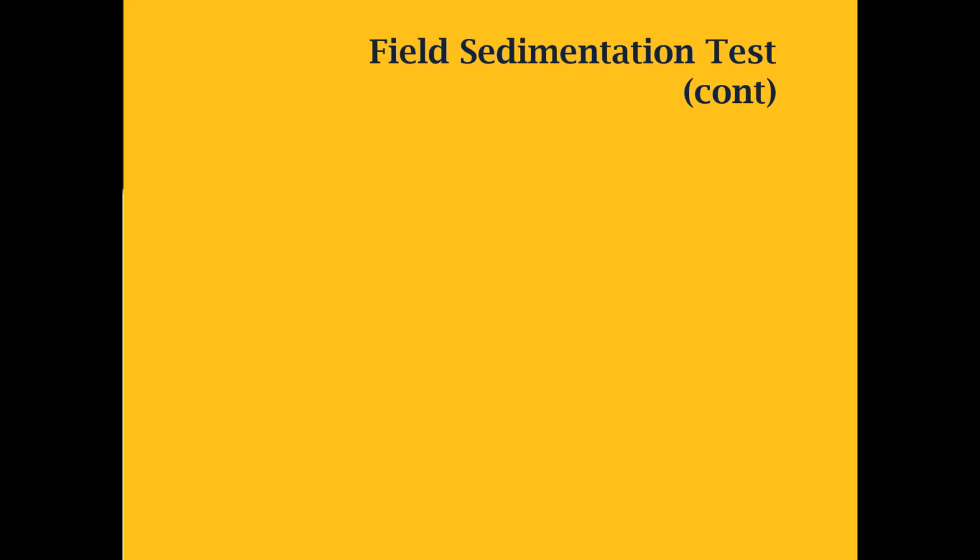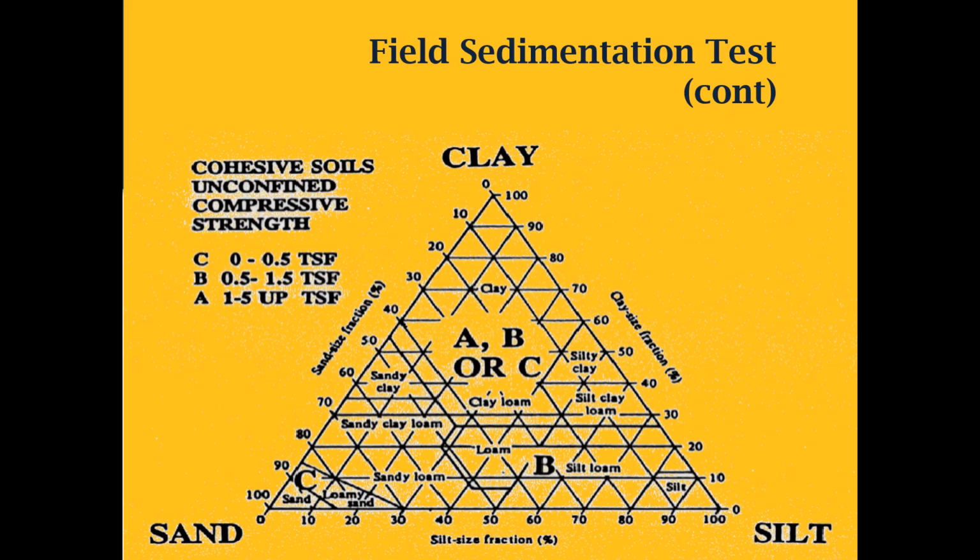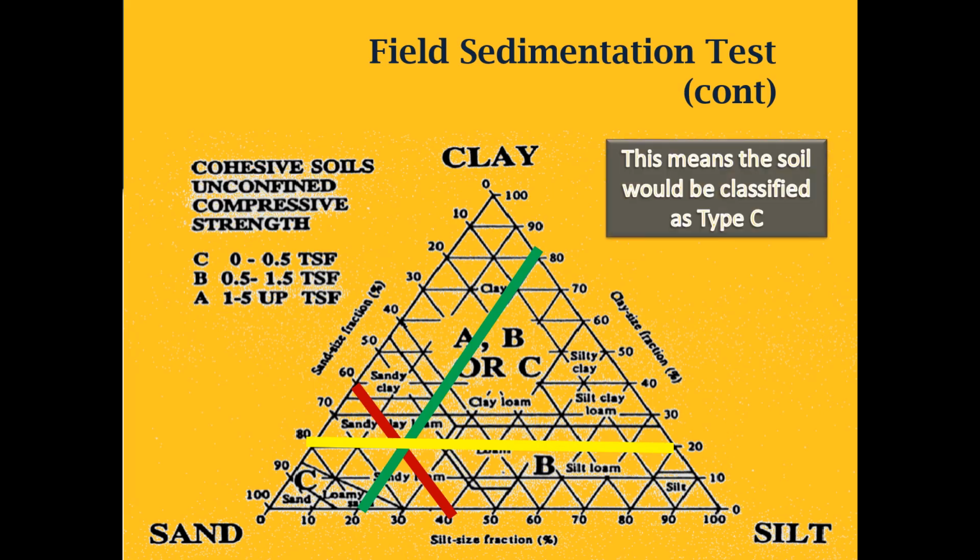After the soil has settled, use a soil chart to determine the soil type. For example, if 60% of the soil in the jar is sand, draw a line here. If 20% of the soil is silt, draw a line here. If the remaining soil is 20% clay, you will see that 3 lines intersect in the sandy clay loam region. This means the soil would be classified as type C.